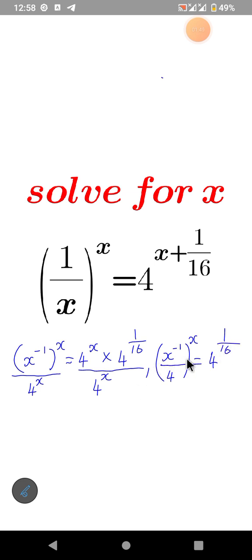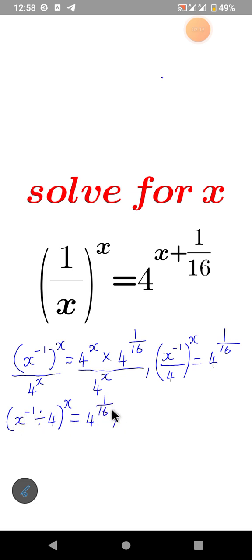Then from here now, I open a bracket again. I can say that x raised to the power of minus 1, we divide this by 4, all raised to the power of what? X. Then equal to 4 raised to the power of 1 all over 16.